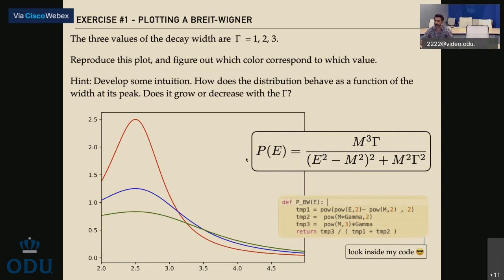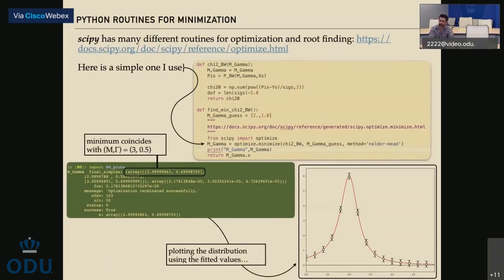And so this Breit-Wigner distribution, if you plot it for different values, if you fix m to be 2.5, what I've done in these figures, and you dial gamma to be either 1, 2, and 3, you should reproduce these kinds of plots. For 1, you should get this red plot. For 2, you should get this blue plot. And for 3, you should get this green plot. And I'll give you a little bit of insight into what my code for these functions looks like. It's quite simple. So that was the first thing you needed to do.